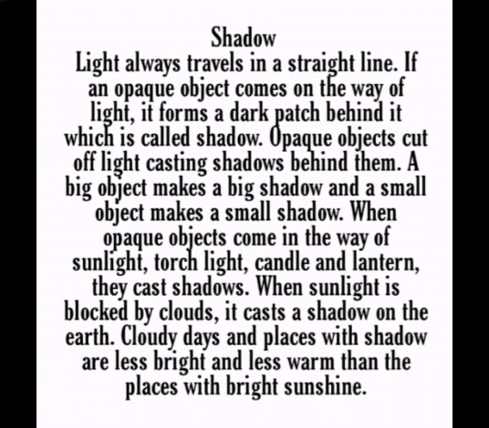When opaque objects come in the way of sunlight, torchlight, candle, and lantern, they cast shadows. When sunlight is blocked by a cloud, it casts a shadow on the earth. Cloudy days are blessed with shadows, and are less bright and less warm than the places with bright sunshine.